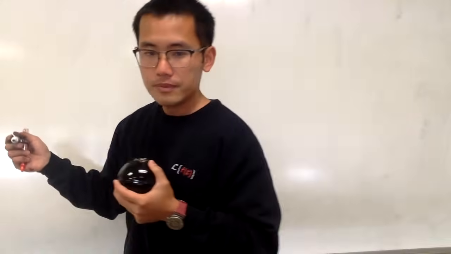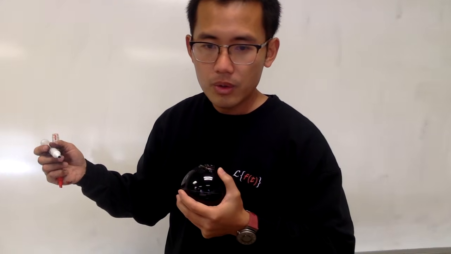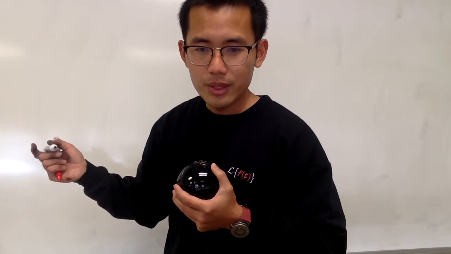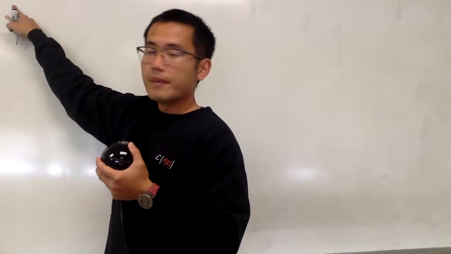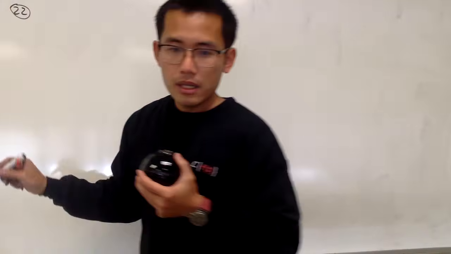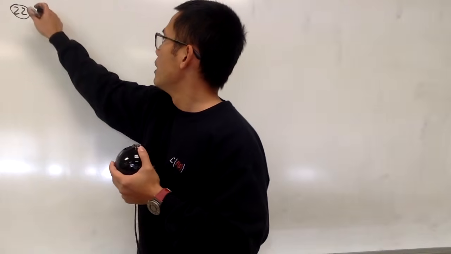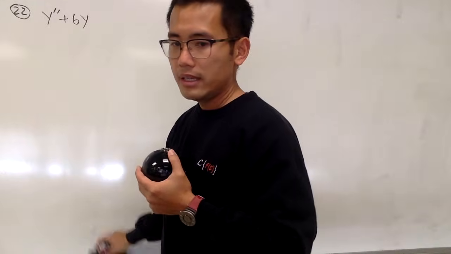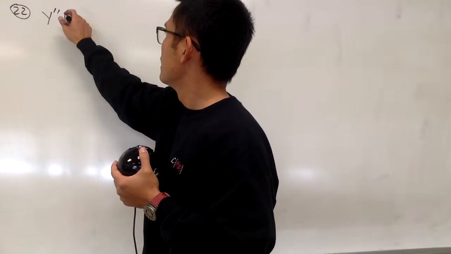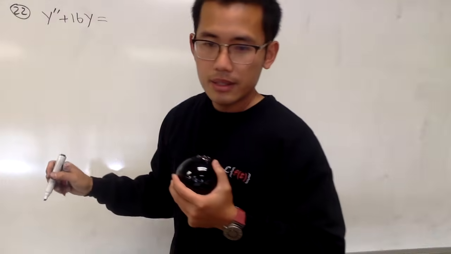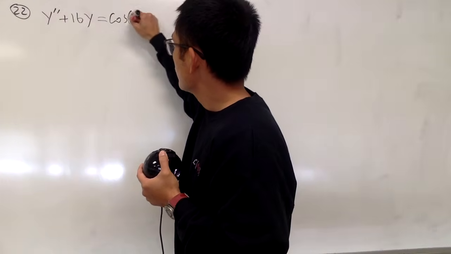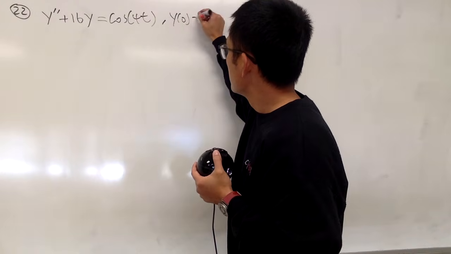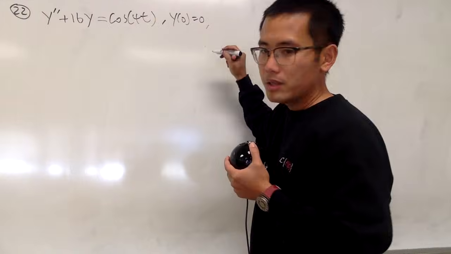Okay, number... what? That was 21, now it's 22, yes. Number 22, we have y double prime plus 16y, and that's equal to cosine of 4t. And we have y of 0 is equal to 0. And we have y prime of 0 is equal to 1.